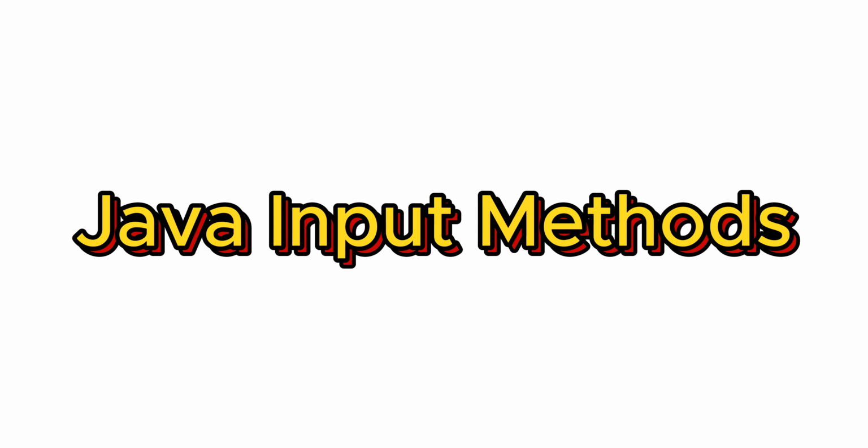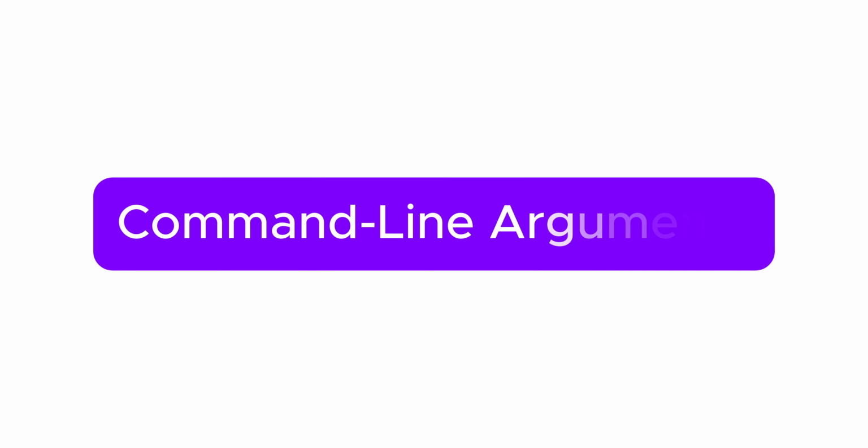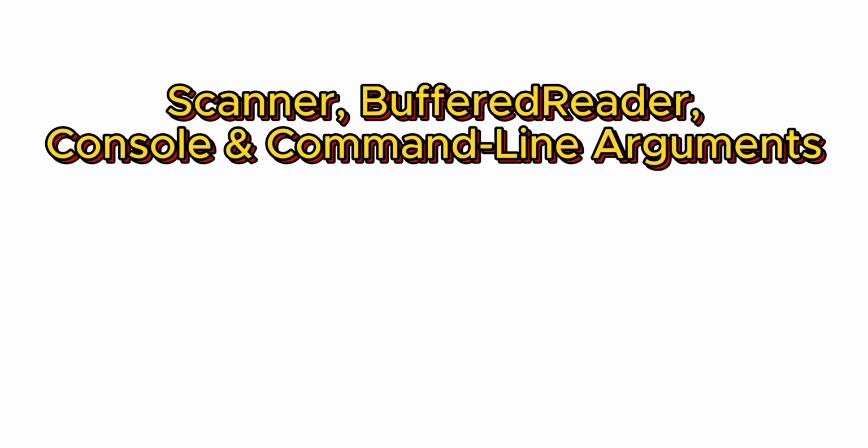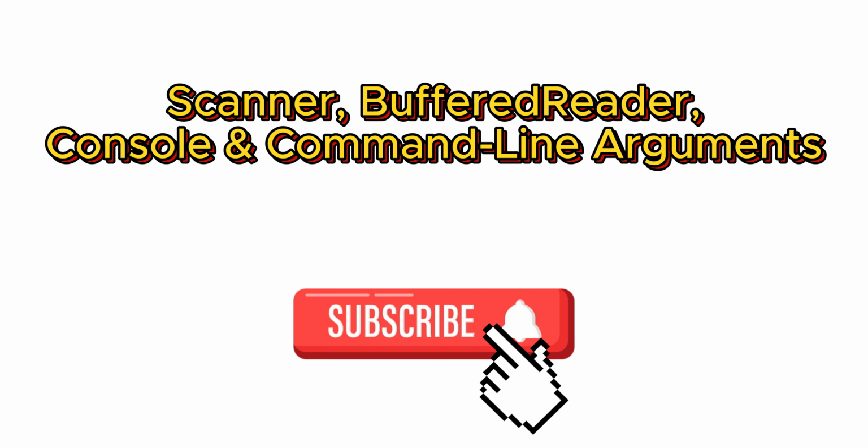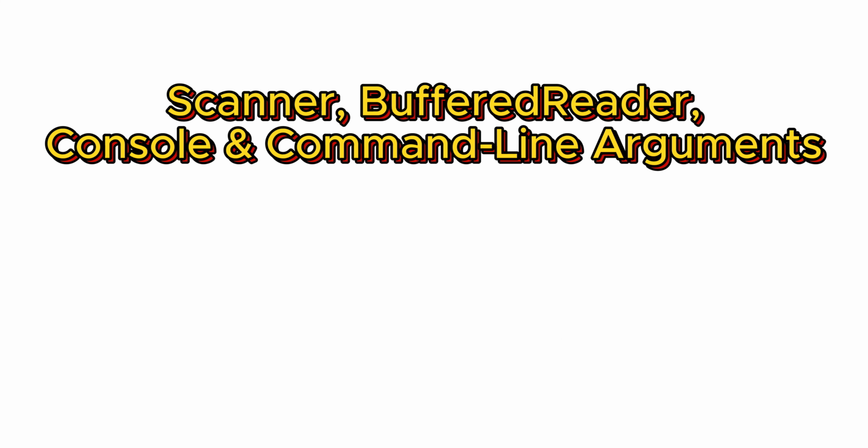Today we are going to explore different ways to take input in Java. We will cover a scanner, buffer reader, console, and command line arguments, in which we'll see the advantages and the disadvantages, and we'll see when to use each and which one is the best for different scenarios. So, let's get started.